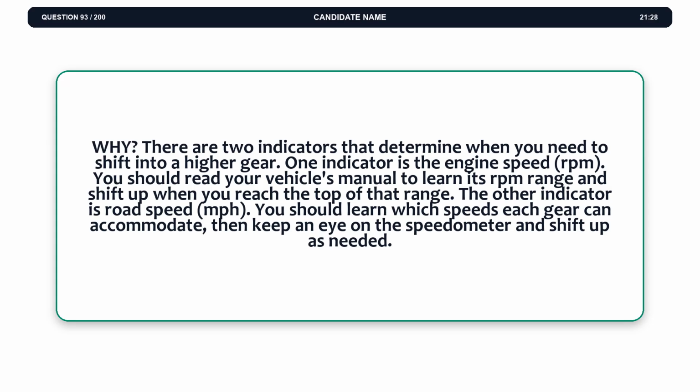Explanation. There are two indicators that determine when you need to shift into a higher gear. One indicator is the engine speed, RPM. You should read your vehicle's manual to learn its RPM range and shift up when you reach the top of that range. The other indicator is road speed, MPH. You should learn which speeds each gear can accommodate, then keep an eye on the speedometer and shift up as needed.